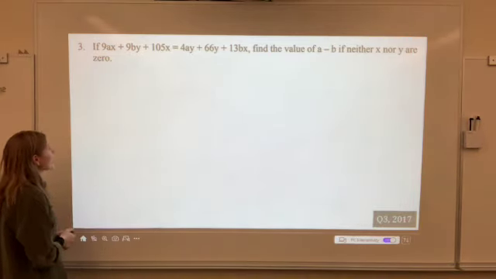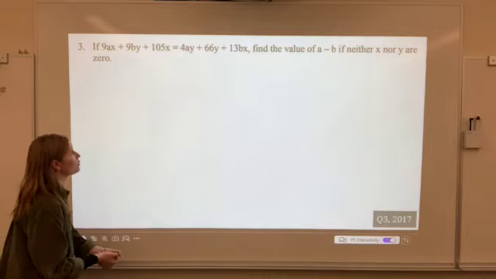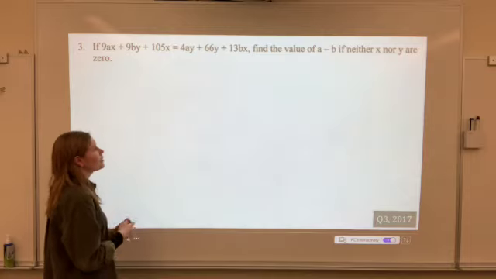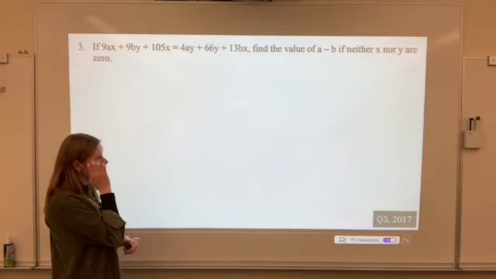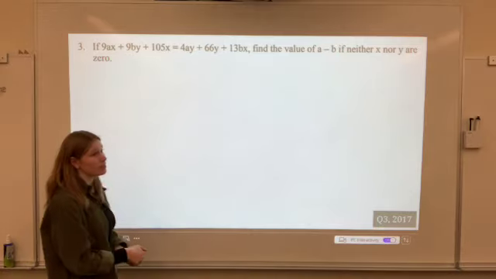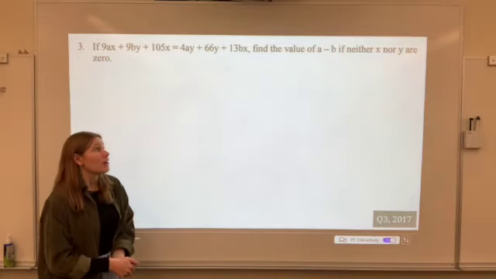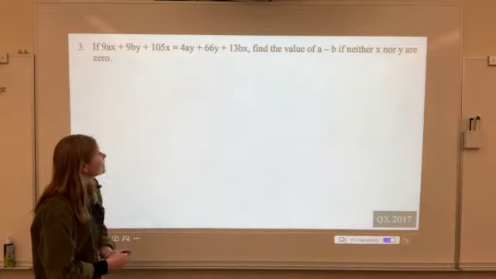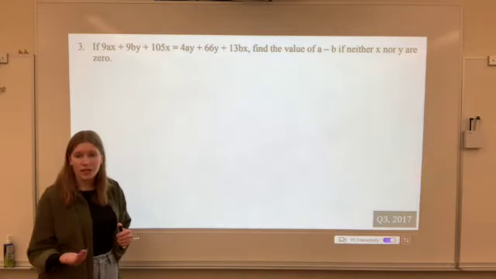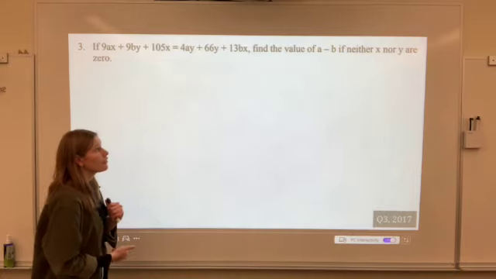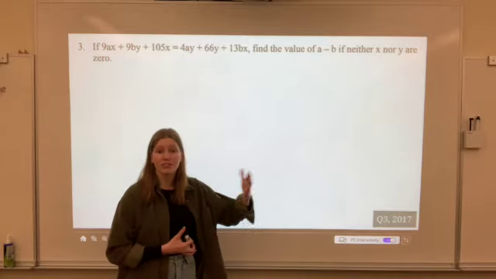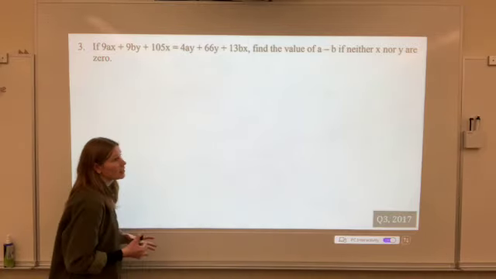If 9ax plus 9by plus 105x is equal to 4ay plus 66y plus 13bx, find the value of a minus b if neither x nor y are 0. All right, this one is a pretty long process, and it's easy to get tripped up in the simple algebra of things along the way. So, we are going to be solving for a numerical value here, which makes it a little bit more complicated.